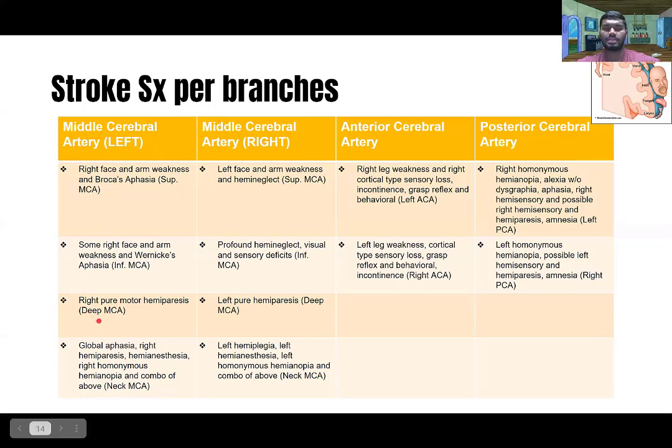It can get to the deep MCA, the inferior MCA, or the superior MCA. So in this case, you're going to have first global aphasia. Global aphasia is basically having both Wernicke's aphasia and Broca's aphasia, so it's a combination of these two symptoms, right? You're going to have right hemiparesis because of the face and arm weakness on both MCAs, the superior and inferior MCA.